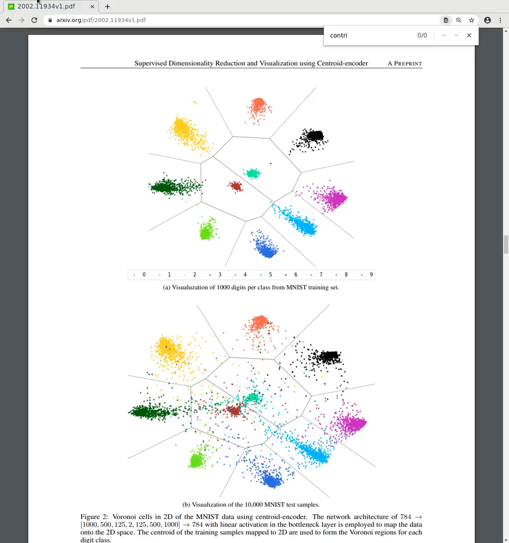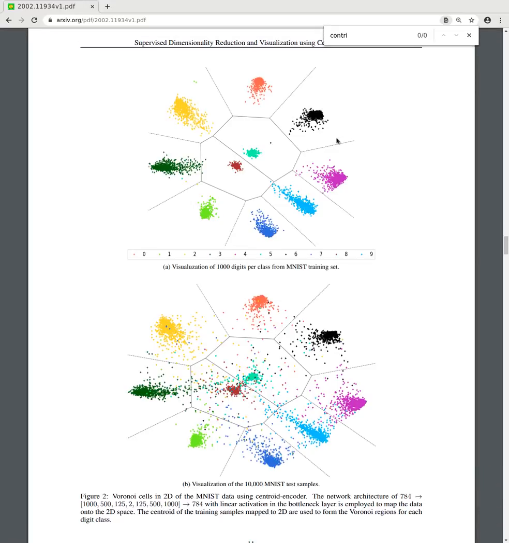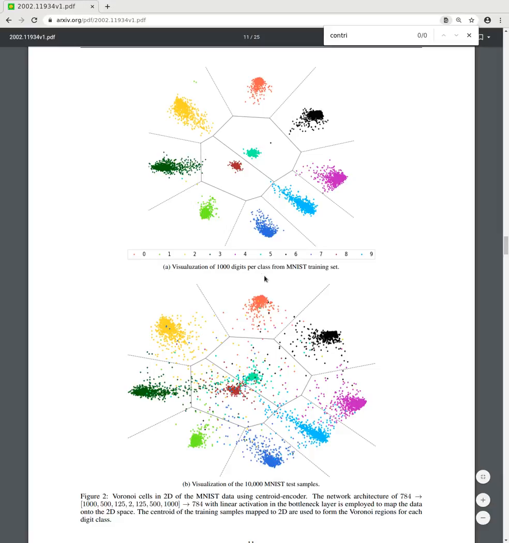to improve low-dimensional data visualization. Centroid-encoder maps training data through an autoencoder targeting the mean of the associated class. So just quickly, on the top here we have a visualization of digits per class in the MNIST training dataset. Thanks to the autoencoder targeting the mean of the centroid of the classes, we can see all the classes very nicely separated in their Voronoi cells.